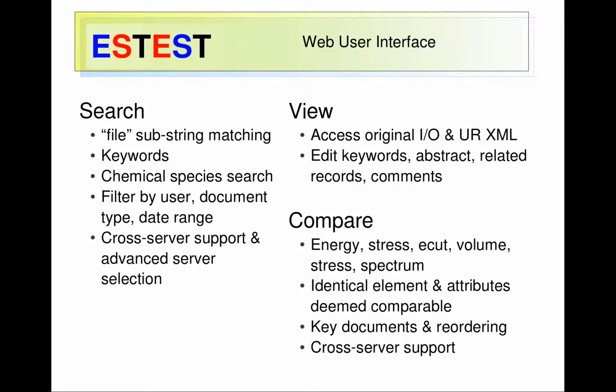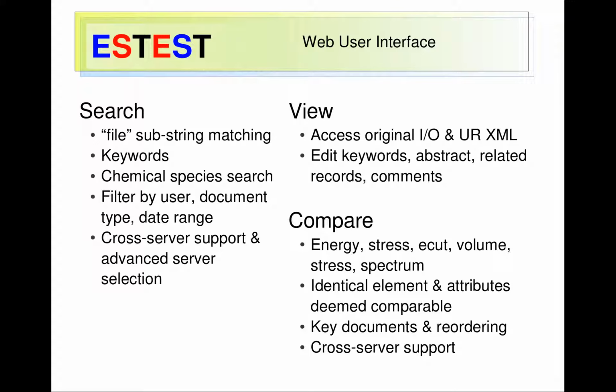Okay. So suppose that you, as an ESTEST user, have uploaded some simulation documents and the other users have uploaded their simulation documents. A natural thing we want to do is to be able to search through the database and find documents that we're interested in. And so I'll describe the aspects of search next.